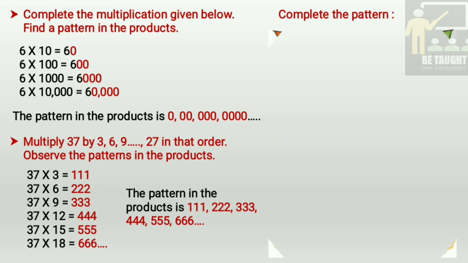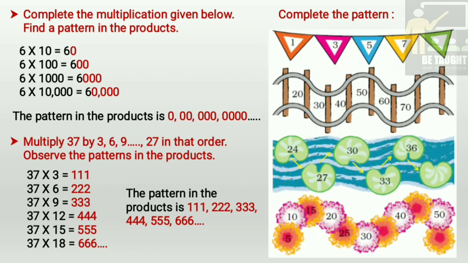Complete the pattern. Here they have given you the missing number you have to fill in. 1 is given, the first one, 3 is given, 5 and 7. So the next number will be, yes, 9. The next is given with a gap of 10: 20, 30, 40, 50, 60, 70. So which is the number which is missing? Yes, it will be 80.